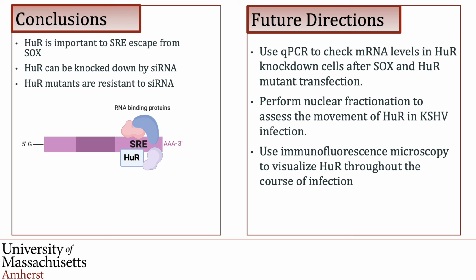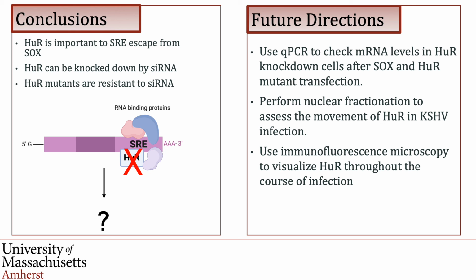My current project conclusions are that HuR is an important element in the escape of SRE-containing transcripts from SOX degradation. I've been able to show that our HuR mutants express in cells and that HuR can be knocked down with siRNA. Our mutants are also resistant to siRNA silencing, which allows me to use them during siRNA silencing experiments and address my project aims. I know that HuR is needed for SRE protection, so my goal is to determine what happens when HuR is eliminated and rescued with our HuR mutants.